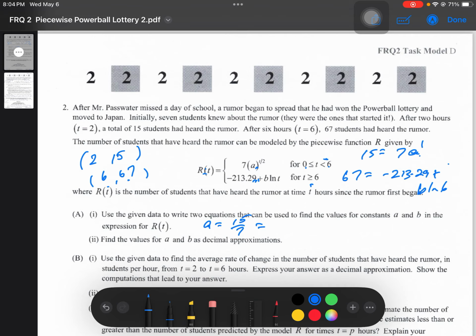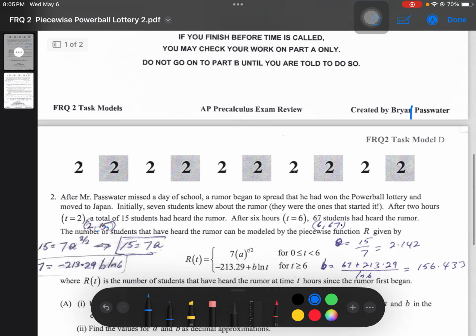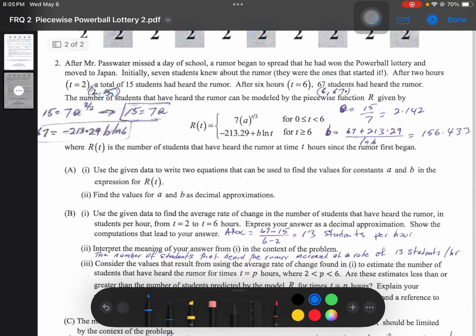So to solve for b now, I'm just going to add 7 plus 213.29 and then divide by ln of 6. That's just equal to b right there, guys. And you put it in your calculator and you get b right there, okay? And so if you look down here now, that's what I did. That's b right there. And then when you solve it, you get your b and your a right there. All right, so it's a good FRQ.